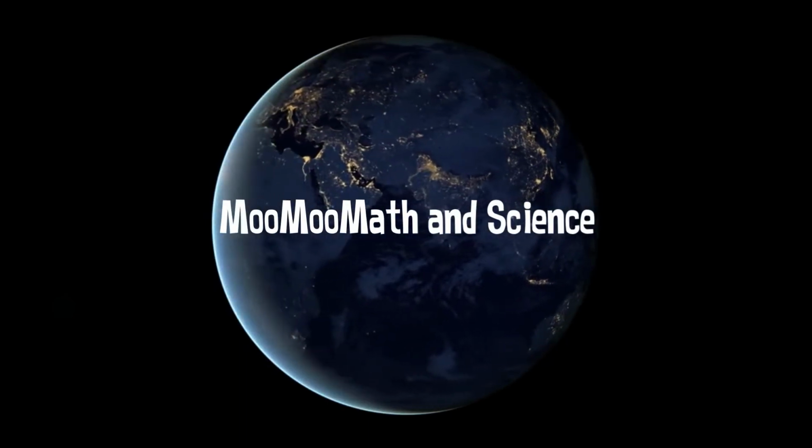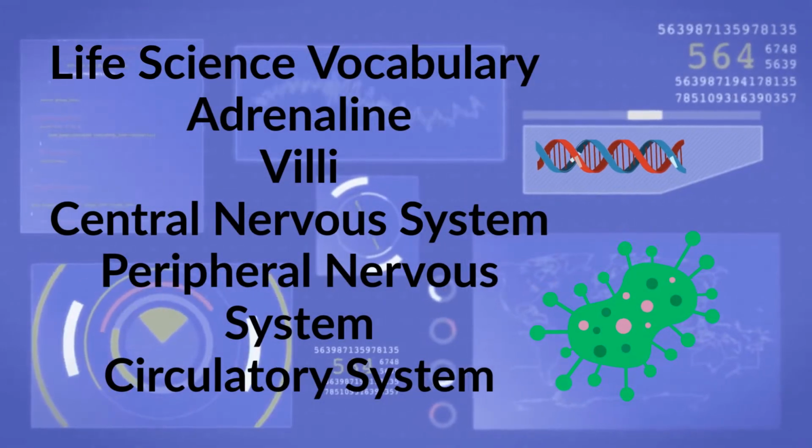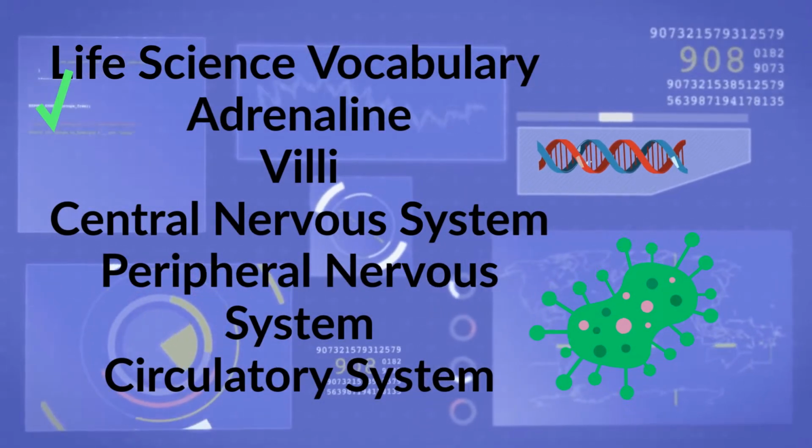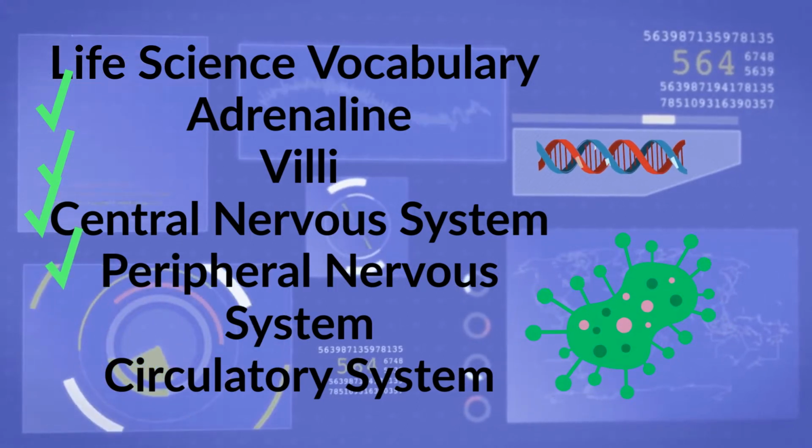In this video, I'd like to cover some life science vocabulary. And in this video, I will cover adrenaline, villi, central nervous system, peripheral nervous system, circulatory system.